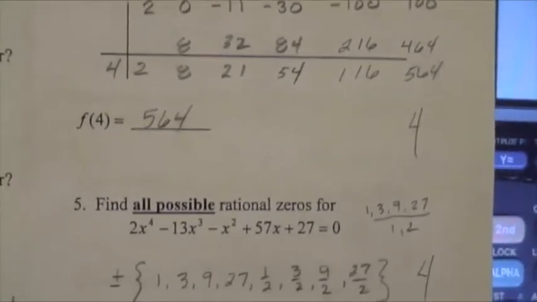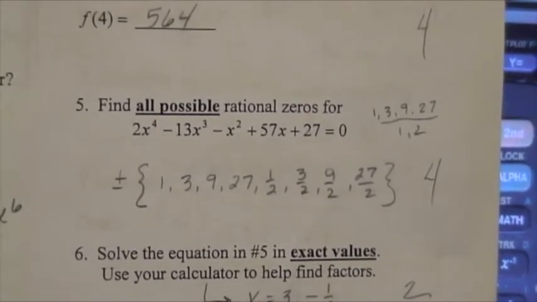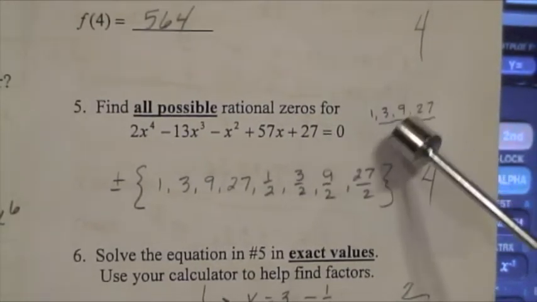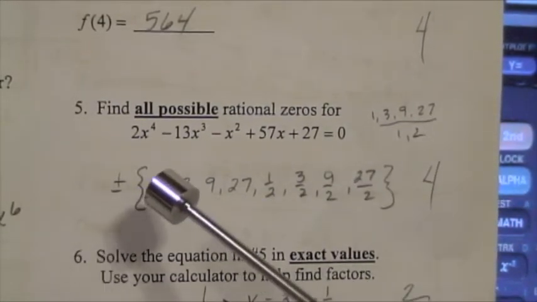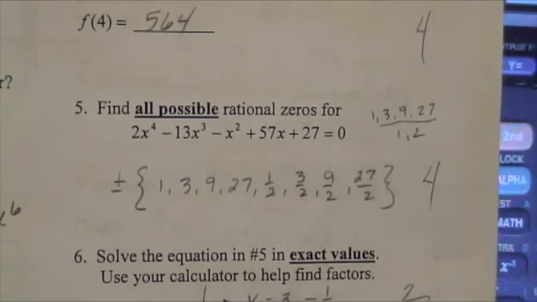Number 5, list all possible factors of that possible function to solve it. Again, we're taking our factors of our constant, 1, 3, 9, 27, over our factors of our leading coefficient 2, 1 and 2. We build all the possible ratios, 1 over 1, 3 over 1, 9 over 1, 27 over 1, 1 over 2, 3 over 2, 9 over 2, 27 over 2. Make it all plus and minus, and those are your possible choices.